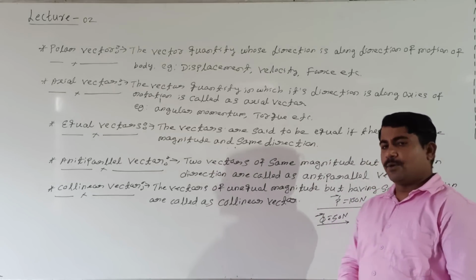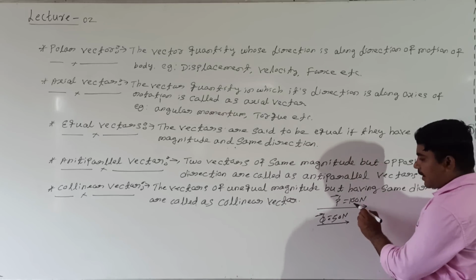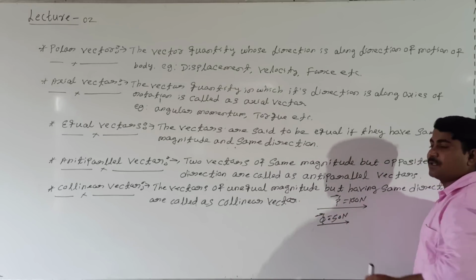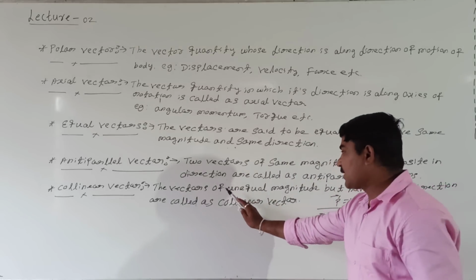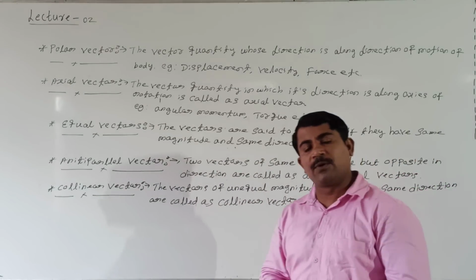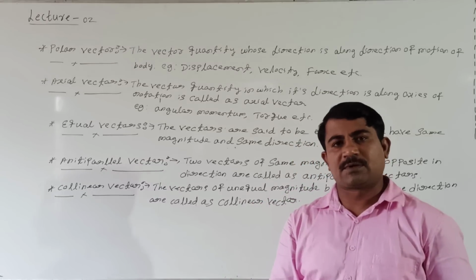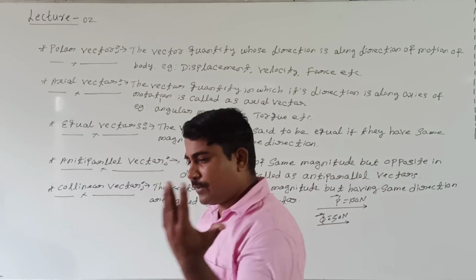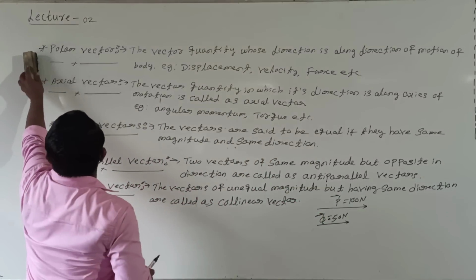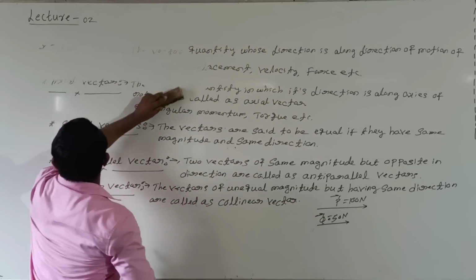Look at here. Two vectors of unequal magnitudes are available. But what about the direction? Direction is the same. Two vectors of unequal magnitude but having the same direction are called as collinear vectors. Right? After this, let us take one more type of vector that we are calling co-initial vectors.